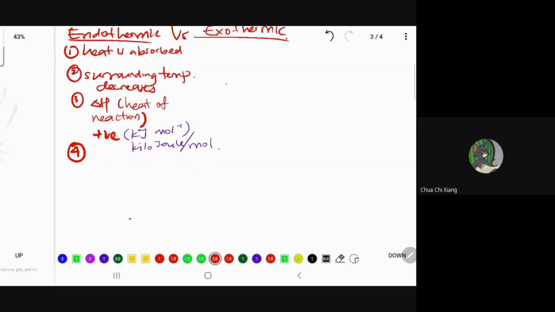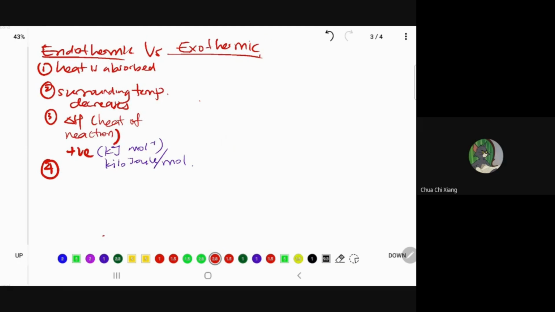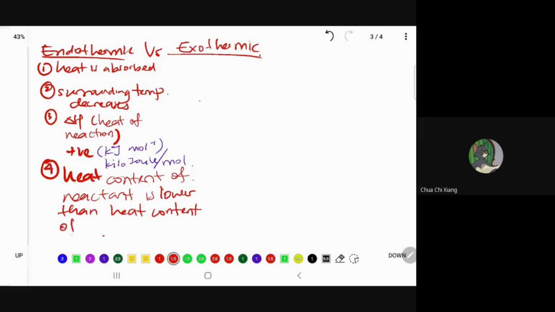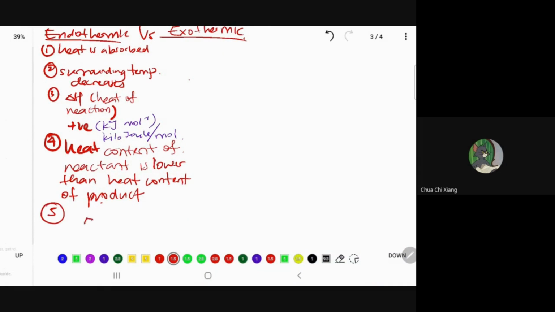Like what I said, for endothermic, there are 5 things that you need to know. 1, heat is absorbed. I'll tell you why they're like that. You just memorize blindly first. Okay, 2, 3, 4. The 4th one is the heat content of reactant is lower than heat content of product. Okay, and then your graph looks like this.